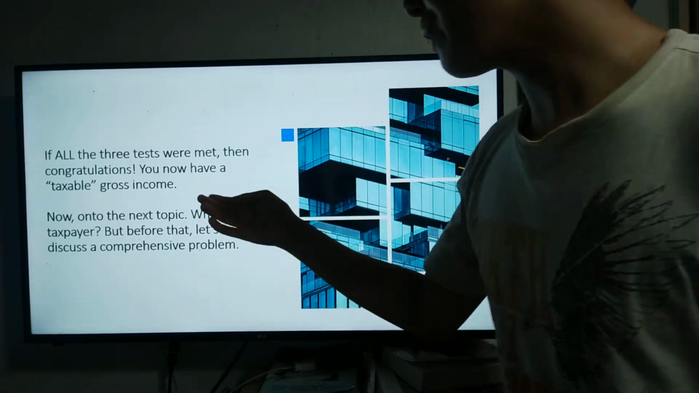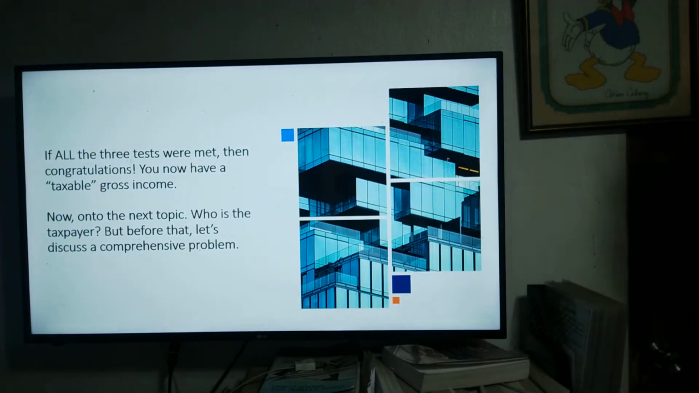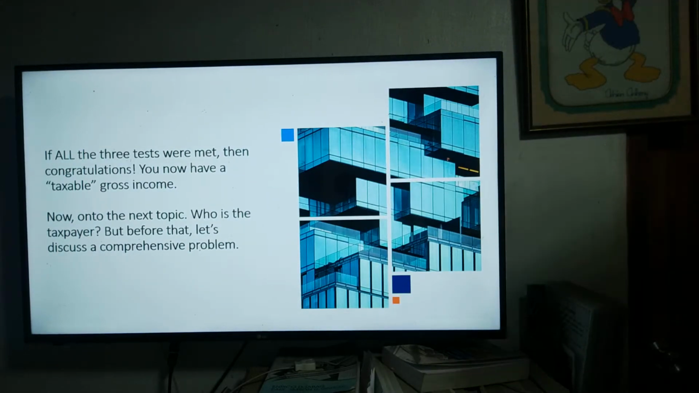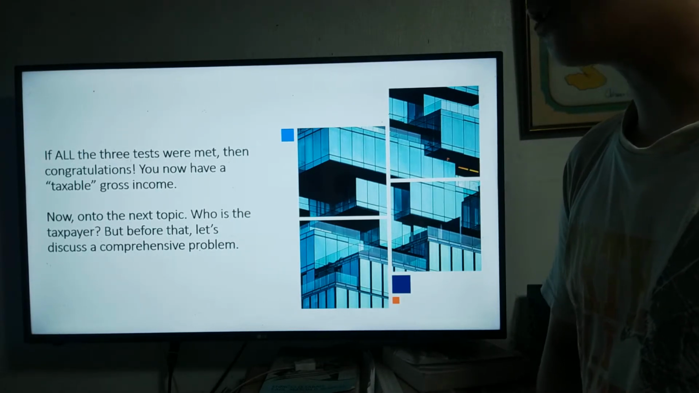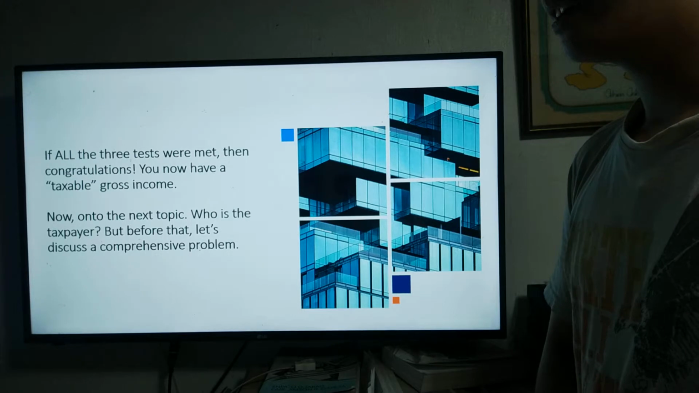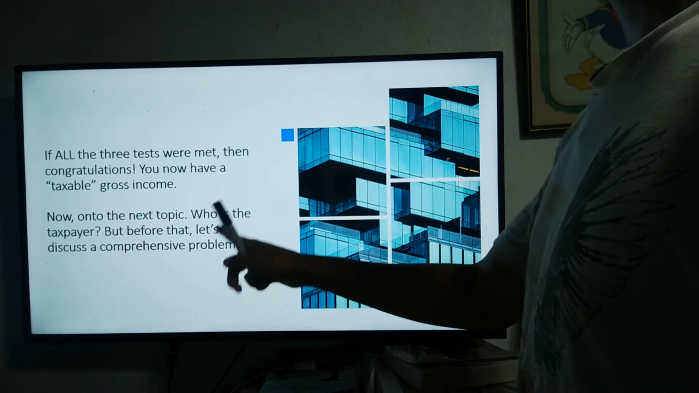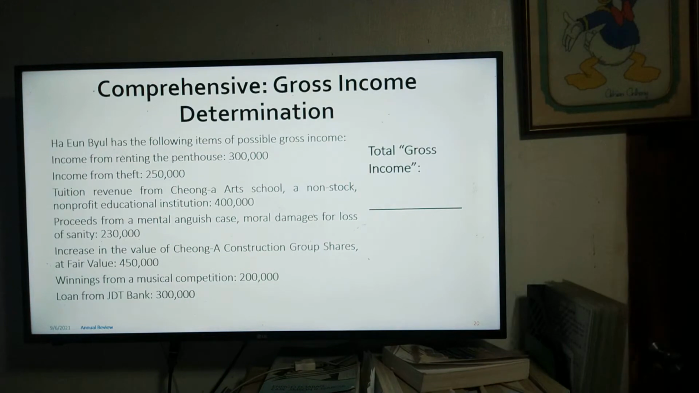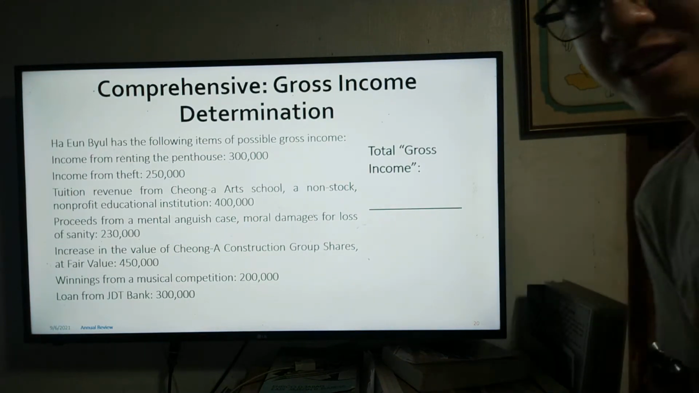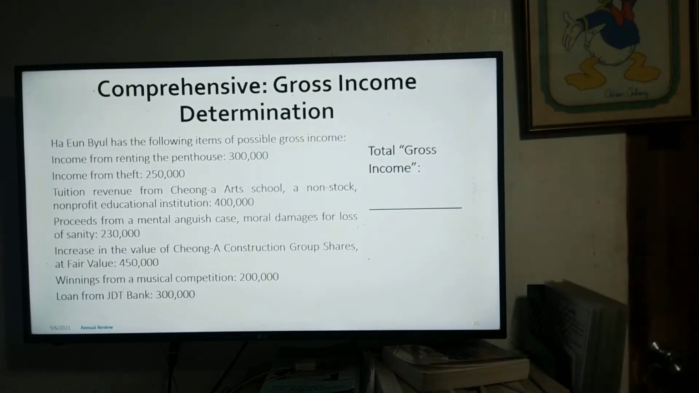What is our next topic? We have to understand who our taxpayer is. Sino ba yung taxpayer natin? What type of taxpayer are we dealing with? But before we go to that, syempre kailangan nating sumagot ng isang comprehensive discussion in terms of gross income determination.